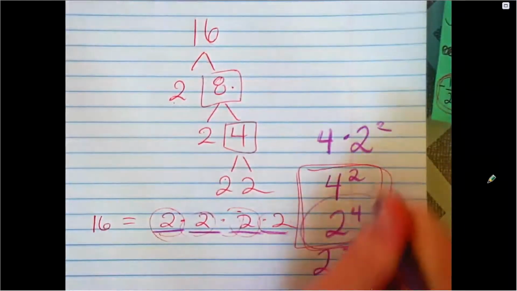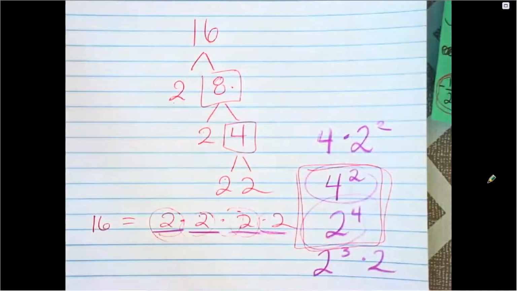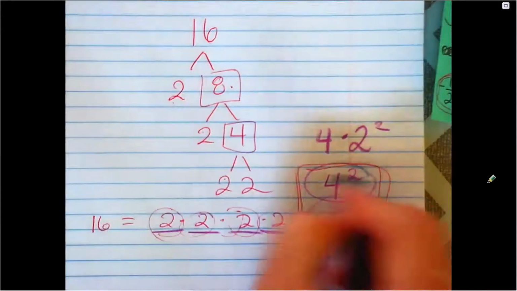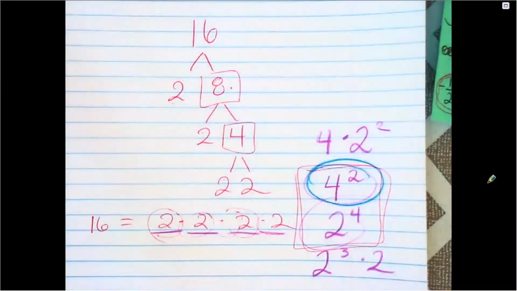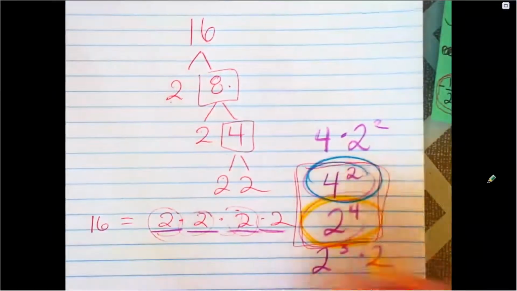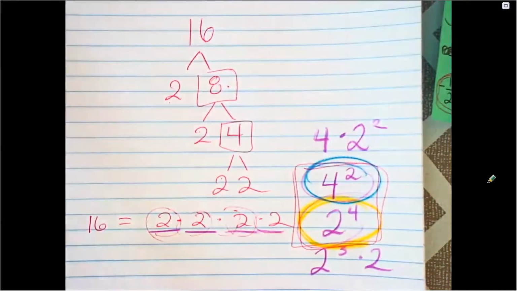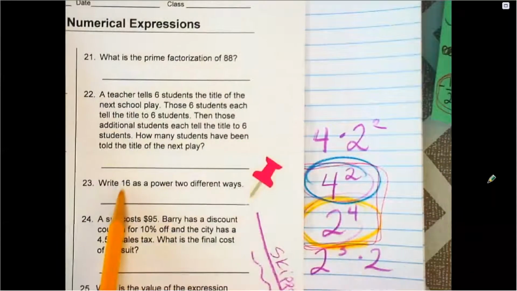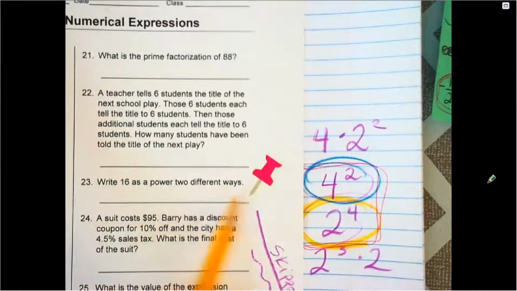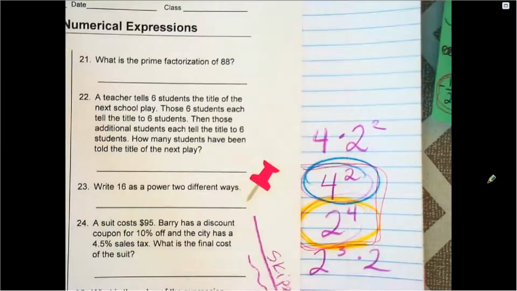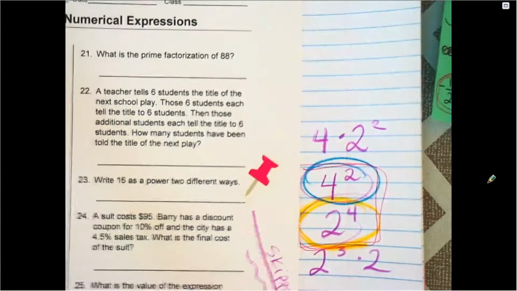So either of these work, the 4 to the 2nd power or the 2 to the 4th power. That's different ways to write 16 as a power in 2 different ways. Okay, any questions on this particular question?